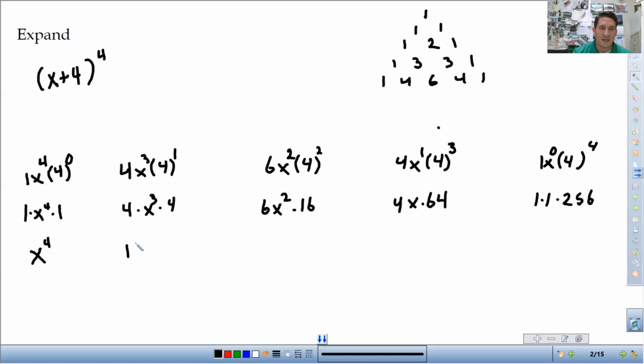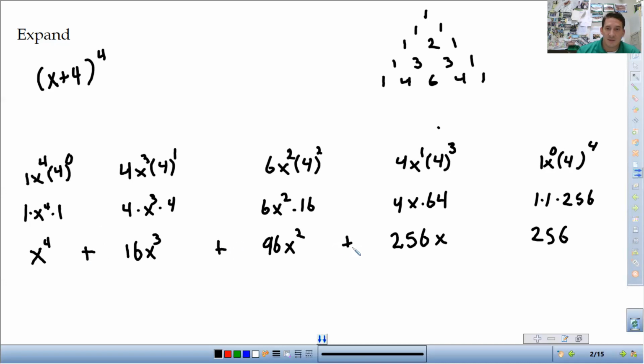4 times 4 is 16, x to the third. 6 times 16 is 96, x squared. 4 times 64 is 256, x, and then 1 times 1 times 1 is 256. And then the last thing we need to do is put in plus, since it's all plus here. These are all just going to be positive. So plus, plus, plus, plus, and we are done.